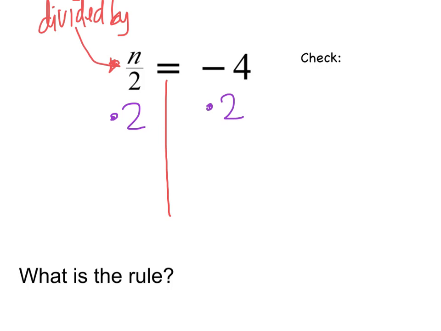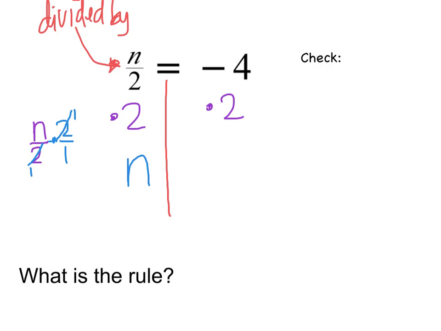Okay? Now, let's talk about what's happening here. So if I have n over 2, or n divided by 2, and then I'm going to multiply this by 2, well, that's like multiplying by 2 over 1. And when we multiply fractions, we know we can cross-cancel. So 2 divided by 2 is 1. 2 divided by 2 is 1. So I end up with 1n over 1, which is simplified as n.